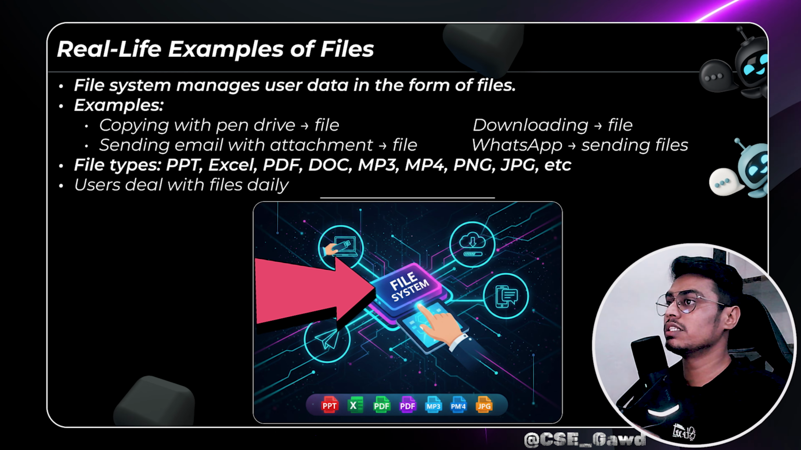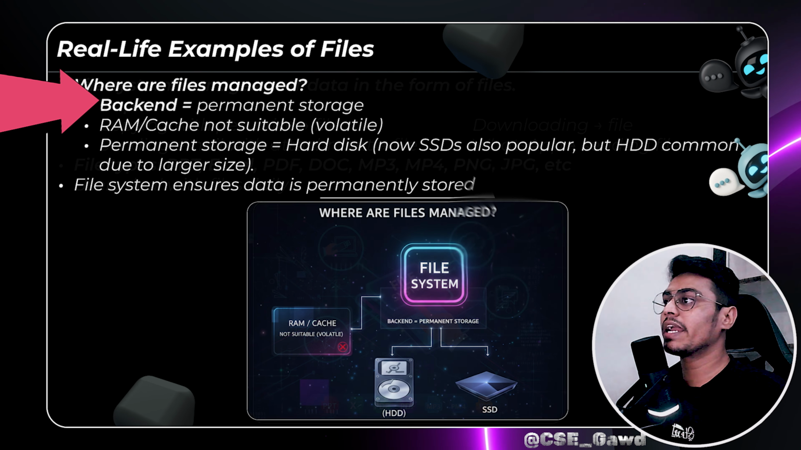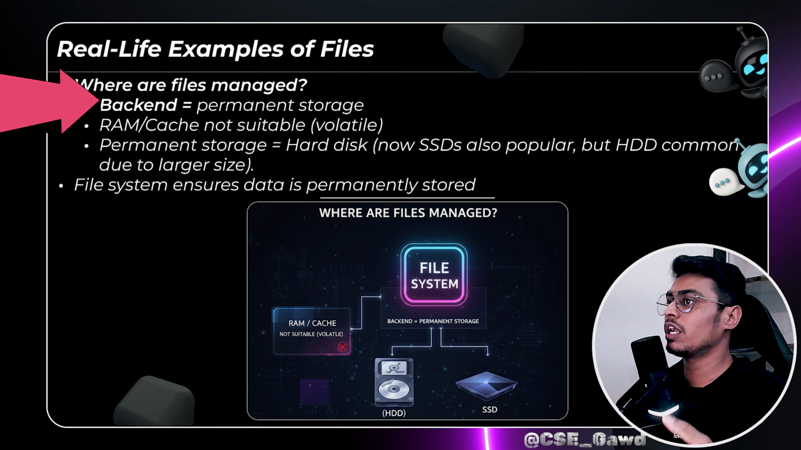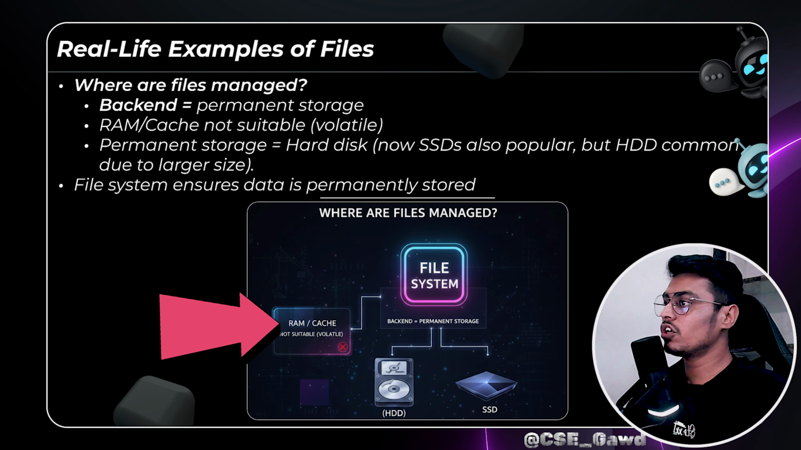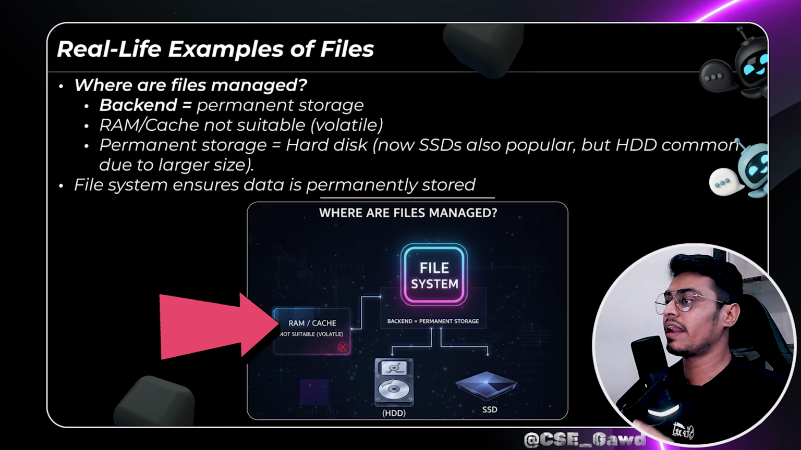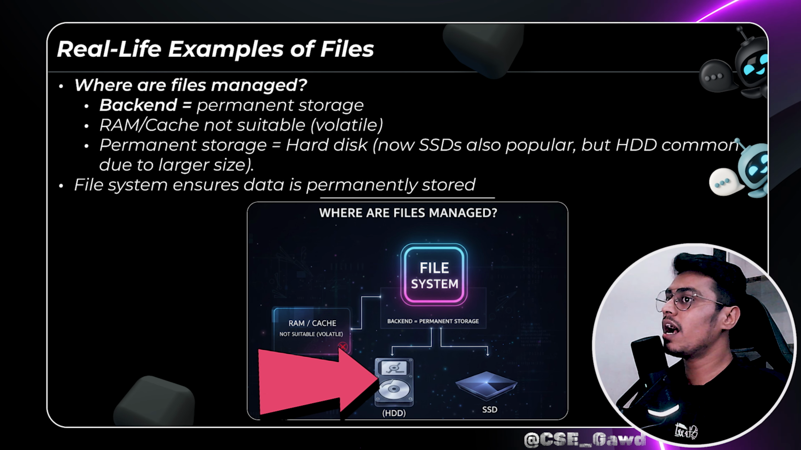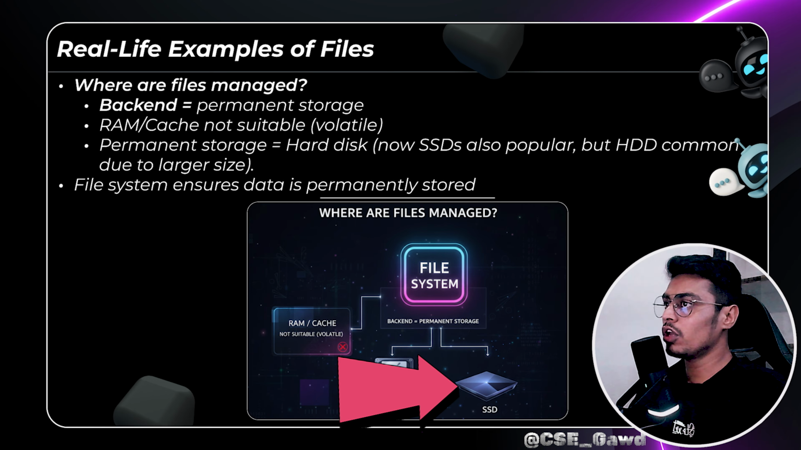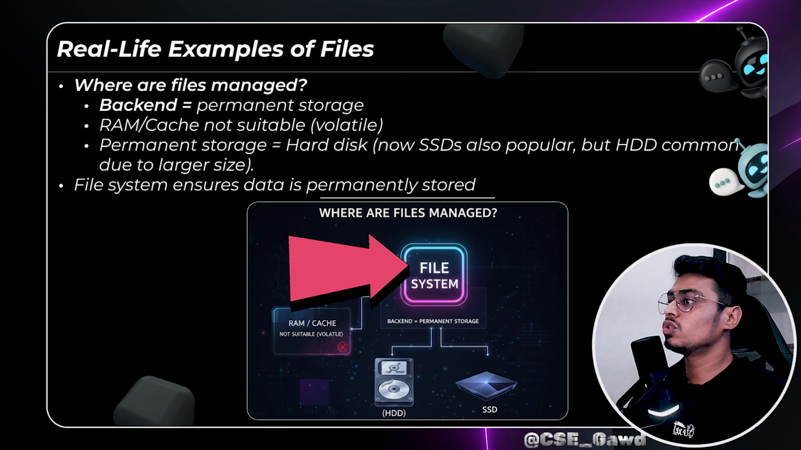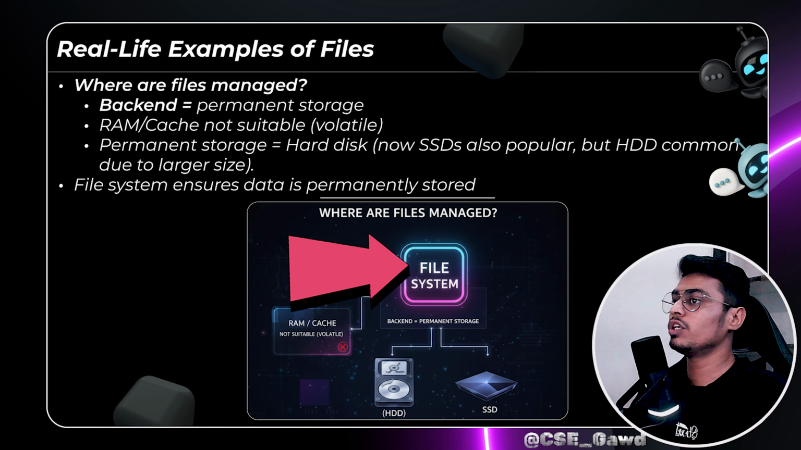Who manages those files? Who stores those files in the backend? Backend means the permanent storage, because we want our data to be stored permanently. It is not that I downloaded any file or any movie and I would place it in the RAM, or we can say cache. We will not do that, because when we close the system and open it next day, we will not have that data. So I want my data to be stored permanently. From where do we have permanent storage available? It is provided by the hard disk. Hard disk is permanent storage, although SSDs are also popular.